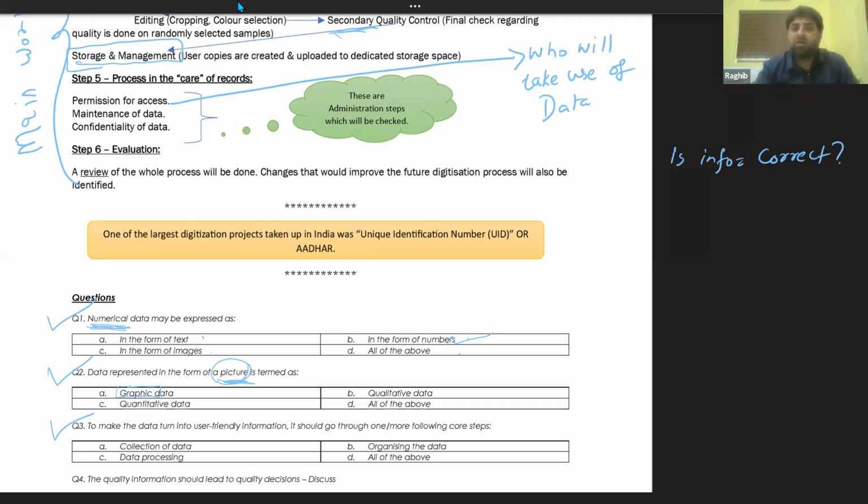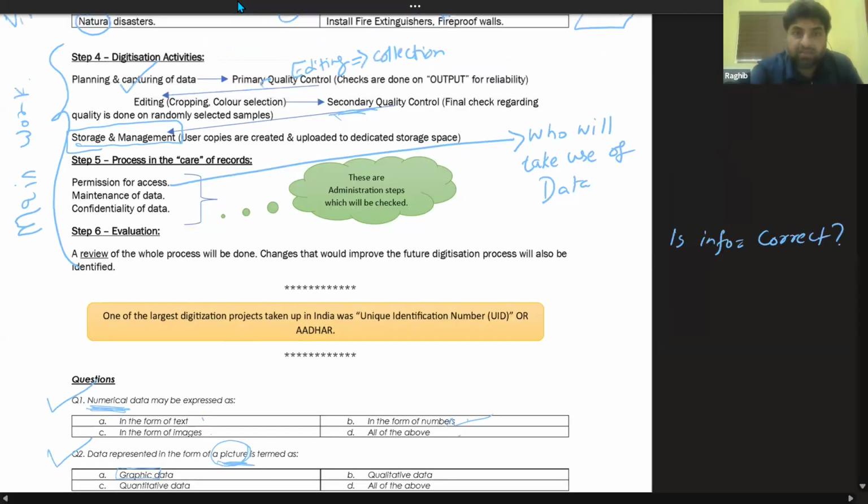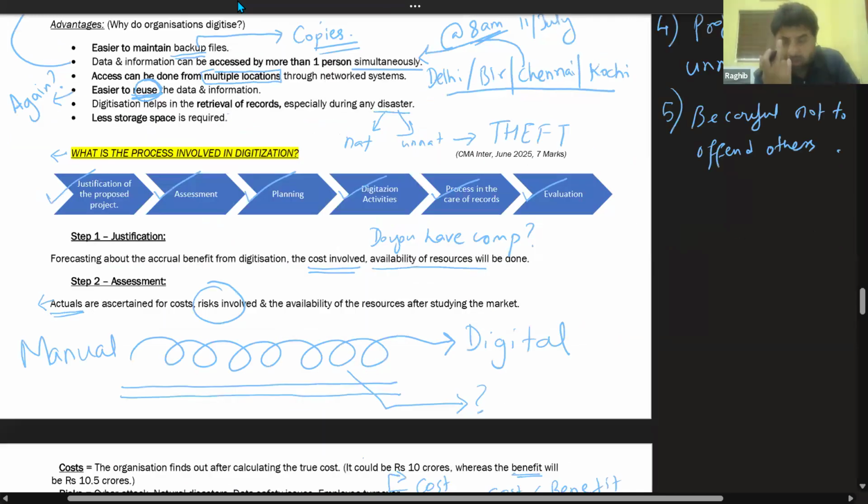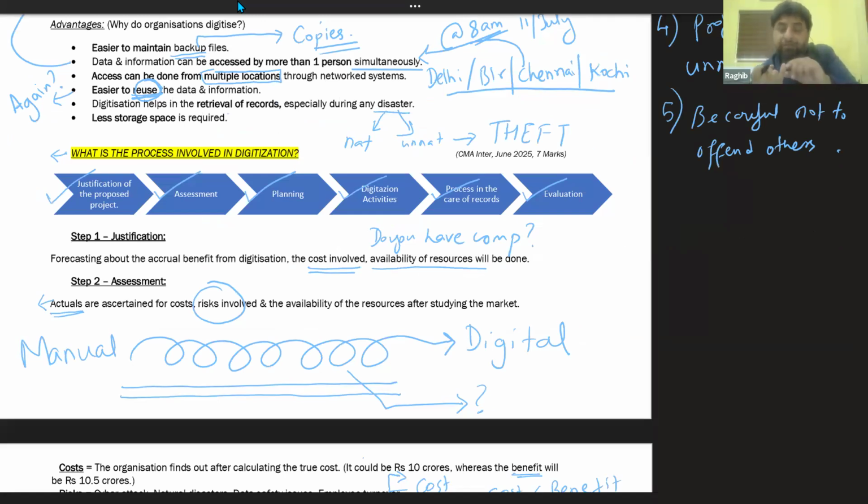And henceforth, all the steps of the digitization are done. First of all, try to find out why you are doing the digitization. Second, if you do the digitization, how much is the cost involved? Will you get proper benefit out of it? Try to see that one. Third one, plan. Who is going to do the digitization? Will you do the digitization or will someone else do it?